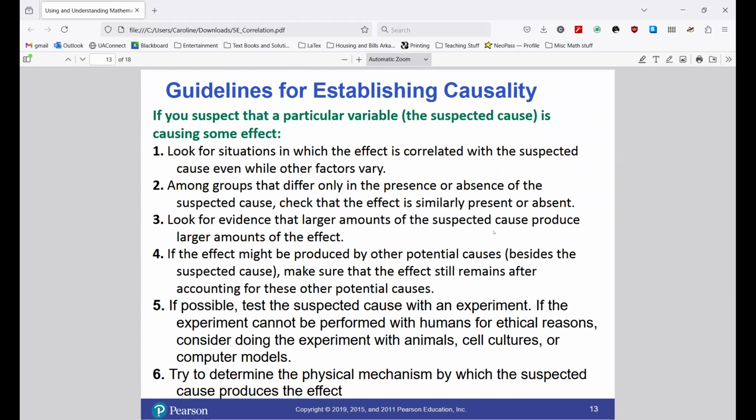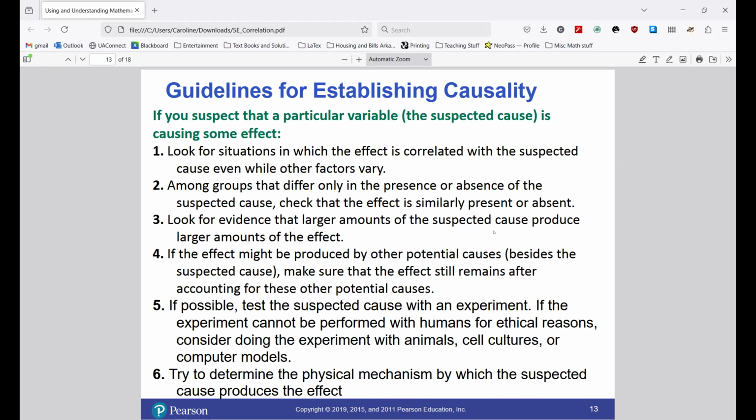If you suspect that a particular variable, the suspected cause, is causing some effect, there are some guidelines to check. First, look for situations in which the effect is correlated with the suspected cause, even while other factors vary. Among groups that differ only in the presence or absence of the suspected cause, check that the effect is similarly present or absent. Then look for evidence that larger amounts of the suspected cause produce larger amounts of the effect. If the effect might be produced by other potential causes, make sure the effect still remains after accounting for them.